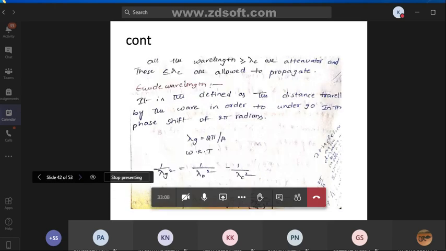So when will the wave propagate? When will the wave attenuate? The condition is, if the wavelength is greater than or equal to lambda c, the wave will attenuate. If the wavelength is less than or equal to lambda c, the cutoff wavelength, then the wave will propagate. It is allowed to propagate, right?